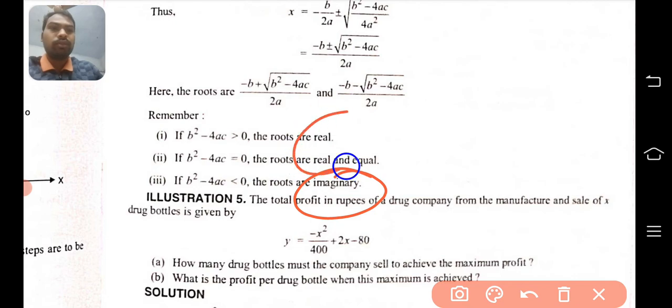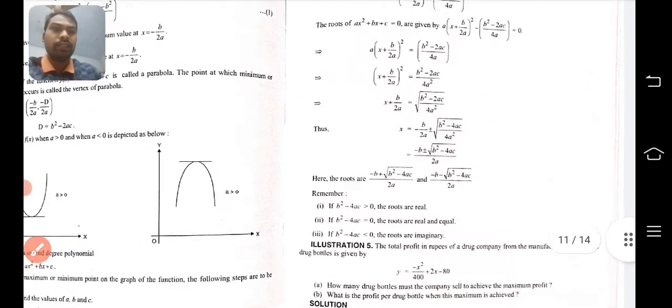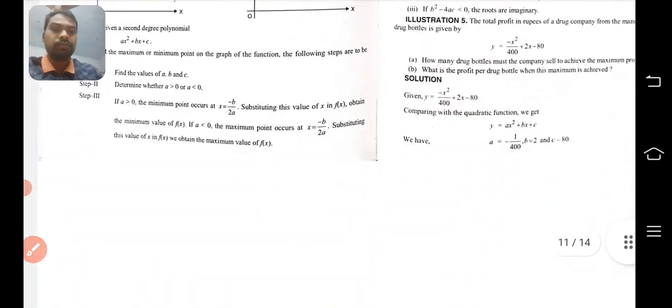So what is the meaning of real and imaginary? We can have real roots, real numbers. And if b square minus 4ac is equal to 0, the roots are real and equal, both the values are the same. But when b square minus 4ac is negative, then the roots are imaginary. We cannot exactly predict what the value should be. Clear? So this is about the roots of the quadratic equation. Clear?